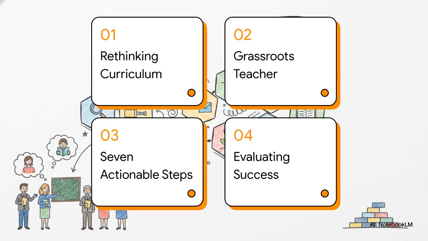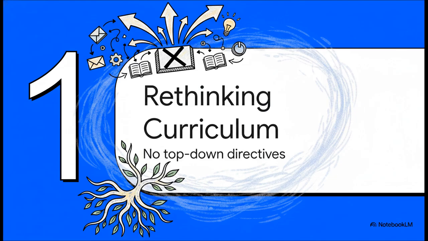You do. So here's our quick roadmap for today's session. We'll start by rethinking curriculum design, then look at the idea of the grassroots teacher, break down 7 actionable steps you can actually use, and finally, look at how we evaluate student-centered success. All right, let's jump right into section 1, rethinking curriculum design and moving away from those top-down directives.